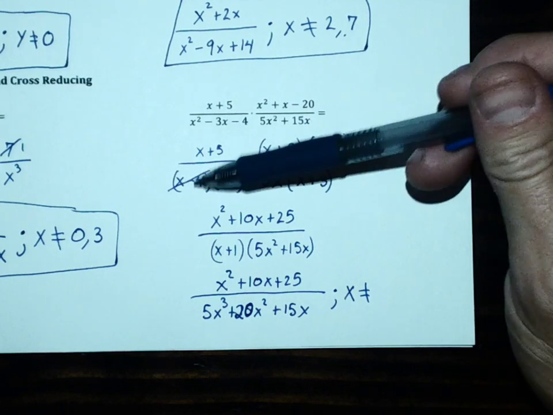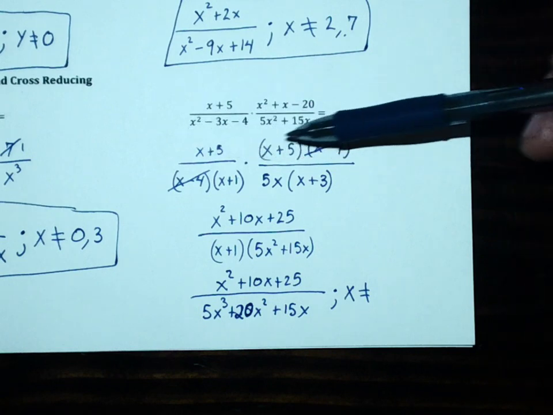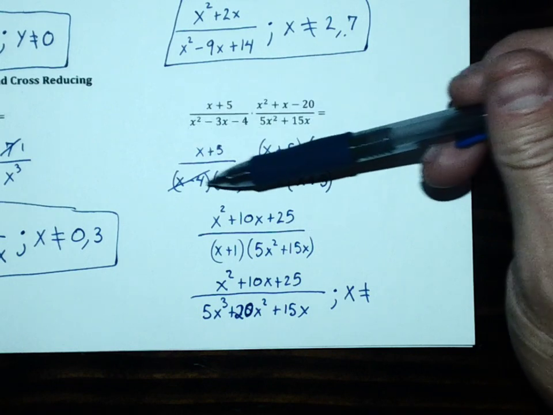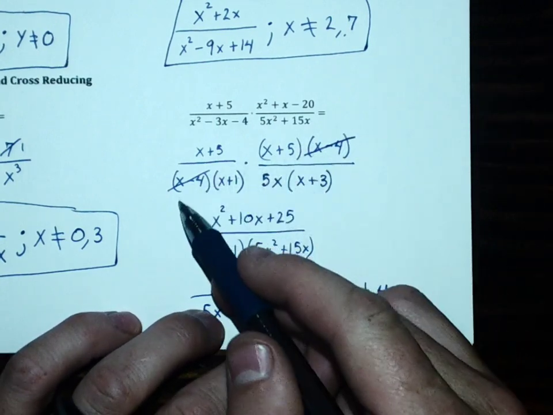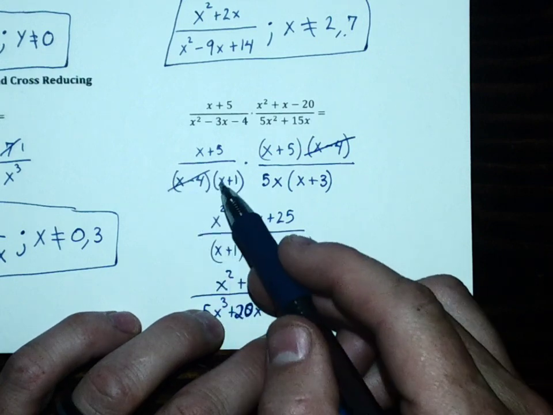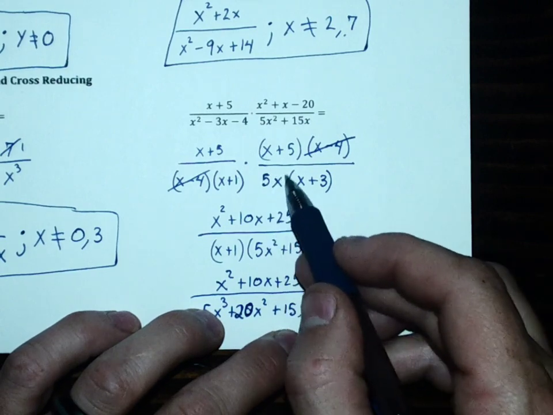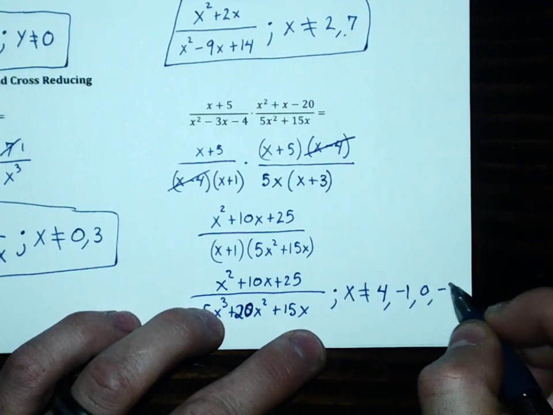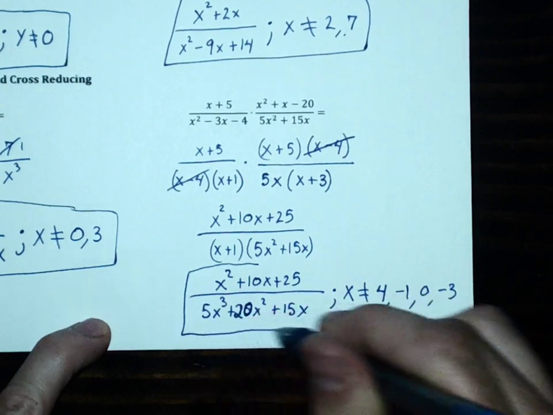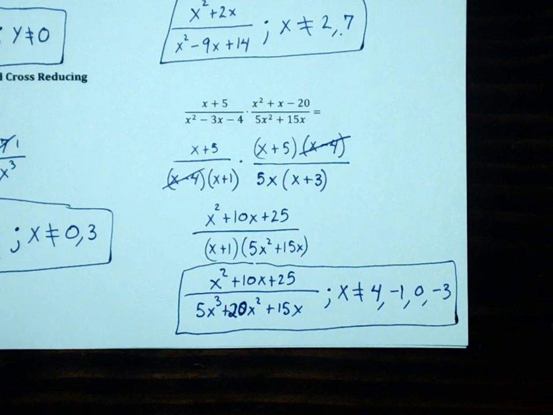Let's look at the factored form. Yes, this went away, right? These went away, but they are still inside of the original problem. So therefore, the first thing it can't equal is positive 4. Positive 4 would make this 0. Negative 1 would make that 0. 0 makes this one 0. And negative 3 is our last one. So that one had lots of restrictions. It has 4 values that x cannot equal.